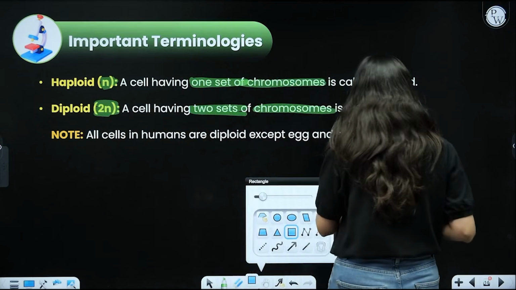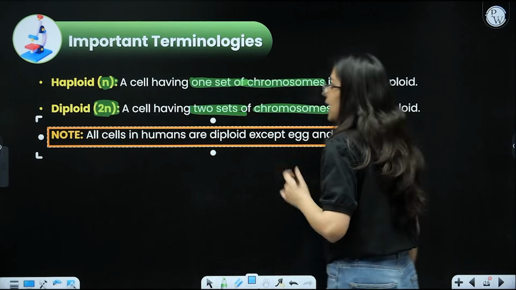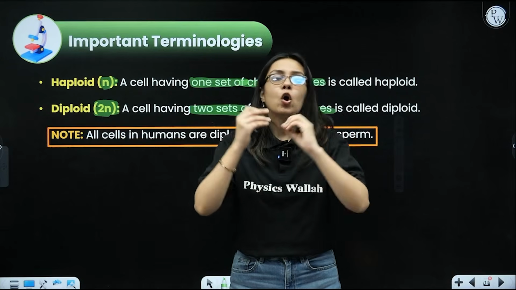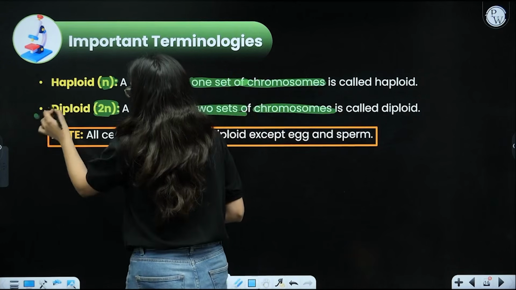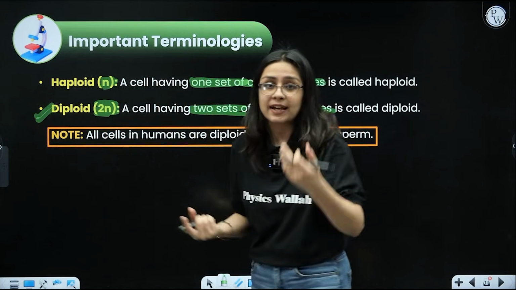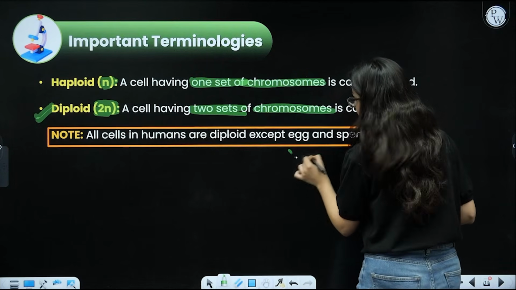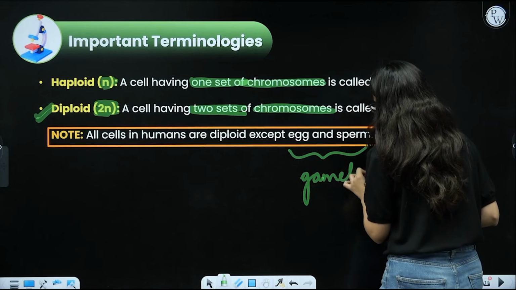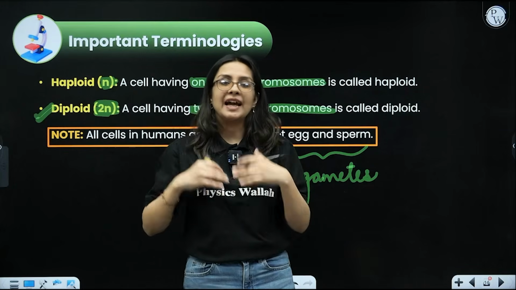Now, one more important fact you need to remember is that all the cells in the human body are diploid except sperm and egg. All the cells in the human body are actually diploid in nature except for sperm and egg. And what are sperm and egg? As we discussed last time, sperm and egg are actually the gametes, the male and the female gamete. Male gamete is the sperm and the female gamete is the egg.